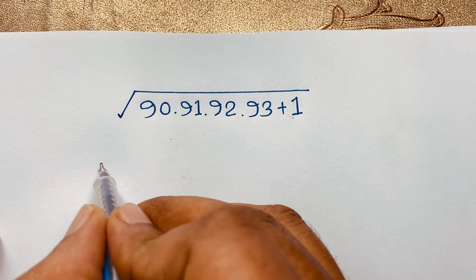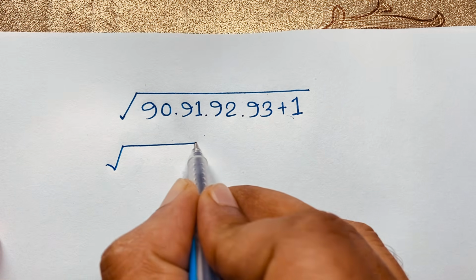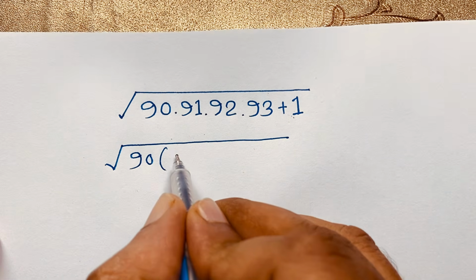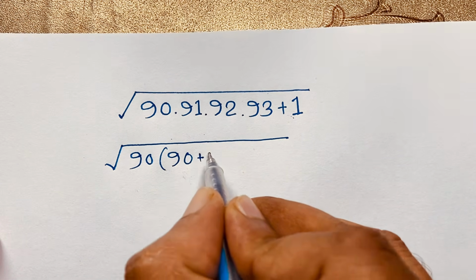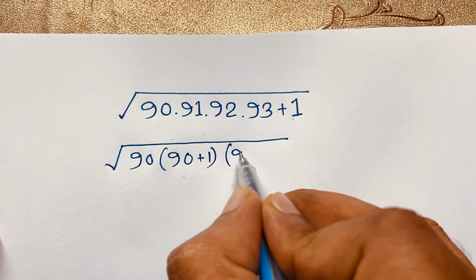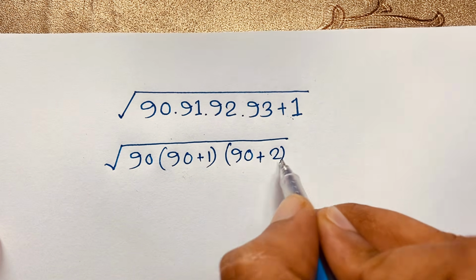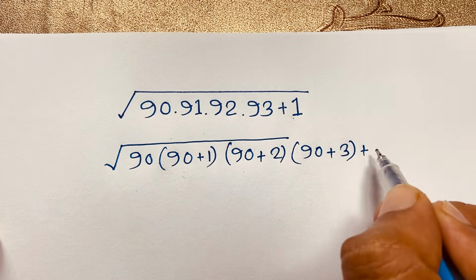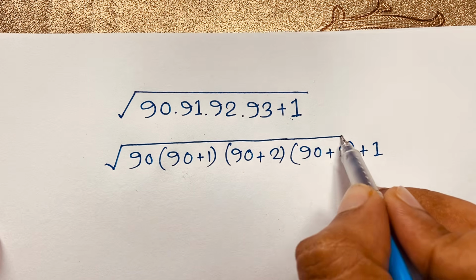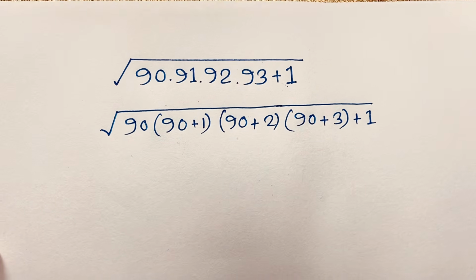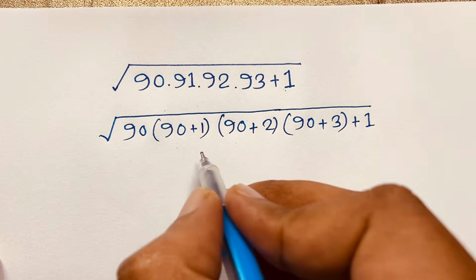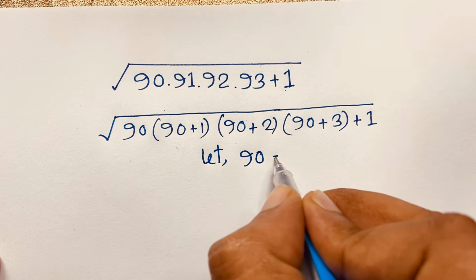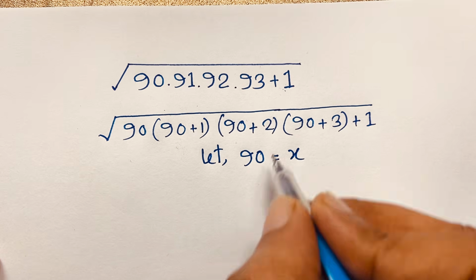First of all, you can say it will be the square root, then here 90 times 91, which is 90 plus 1, then 92, which is 90 plus 2, then this is 93, which is 90 plus 3, then plus 1. Now at this moment, here is 90, this is 90, 90, 90. So let 90 be equal to x. So I substitute this below here.